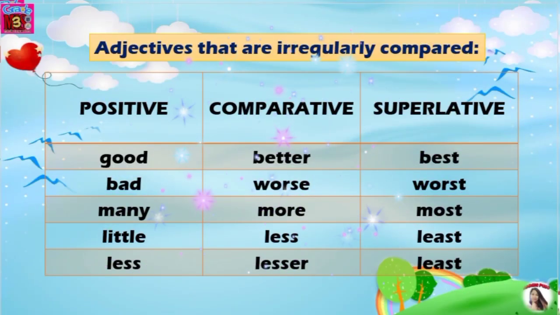Here are some adjectives that are irregularly compared. Example, good, better, best. Bad, worse, worst. Many, more, most. Little, less, least.